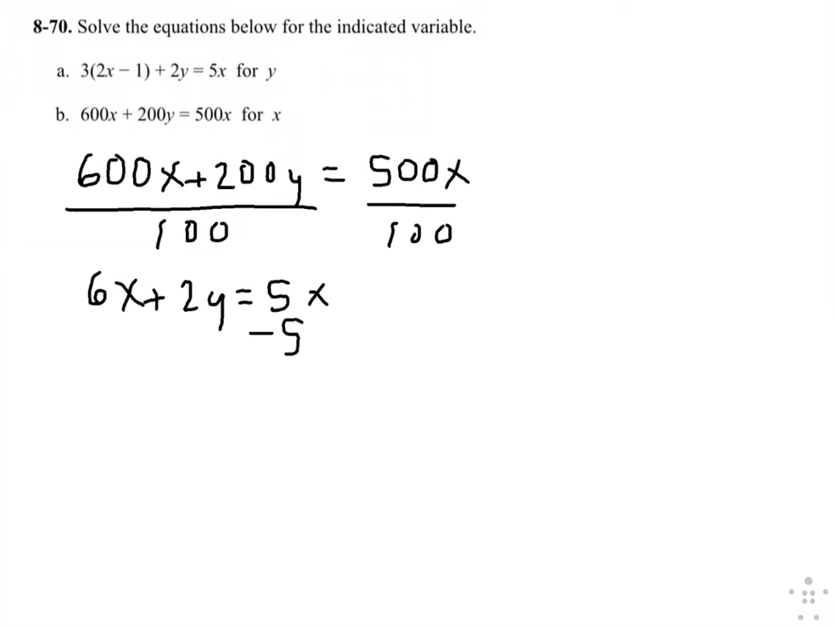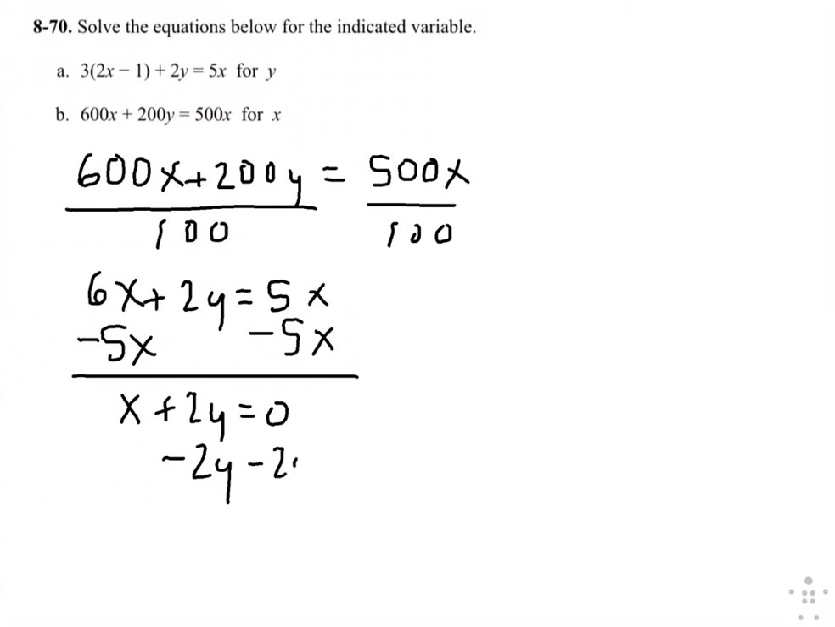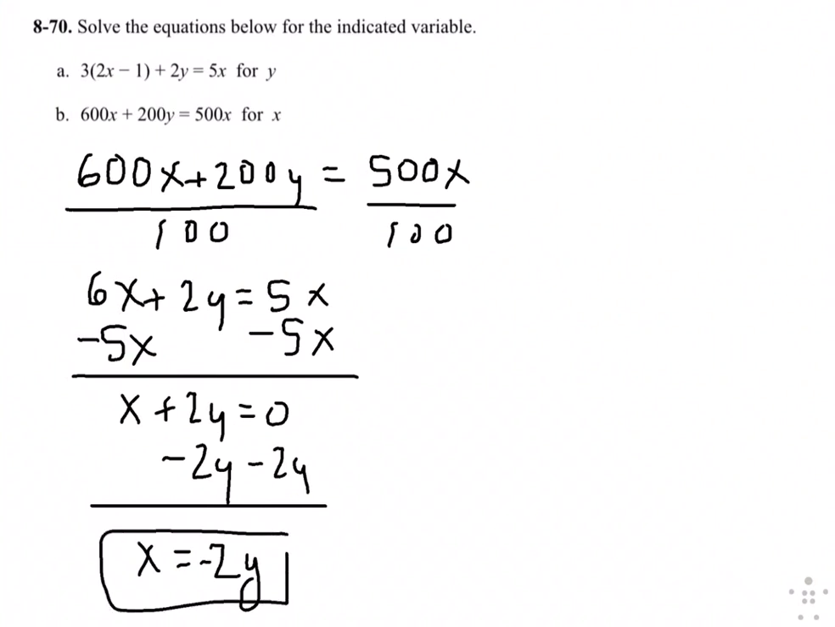Okay, now we subtract 5x from both sides, right? And we get x plus 2y equals 0. Then we subtract 2y from both sides, and we get x equals negative 2y. And I have solved this one for x.